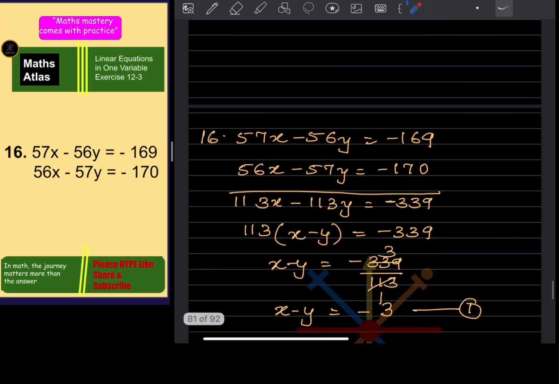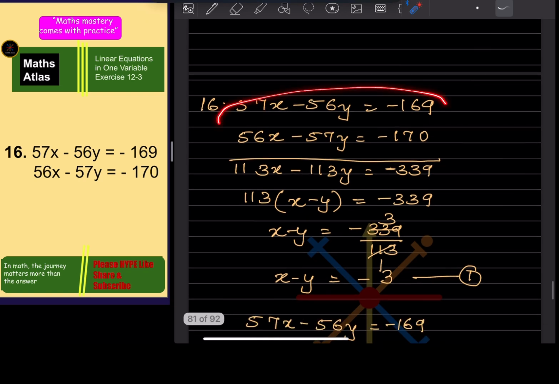Now let us go for the next question here. So now we can see it's similar to what we have done. Because now you can see the coefficients are bigger, and when we cross-check, this is 57, this also is 57, this is 56 and this also is 56. So in such type of question, we have to do one thing. Instead of making the coefficients equal, as I told you earlier, first you are going to add these two equations, and later on you are going to subtract them.